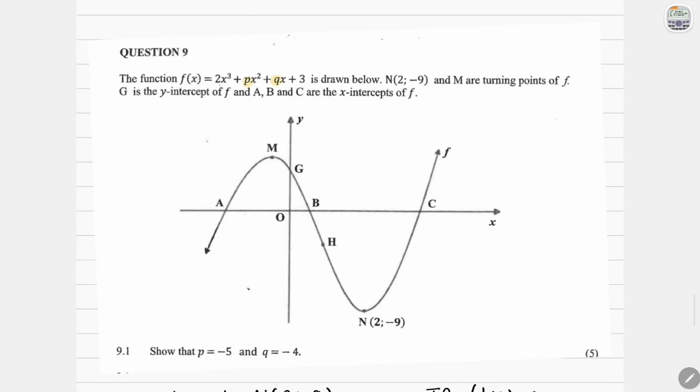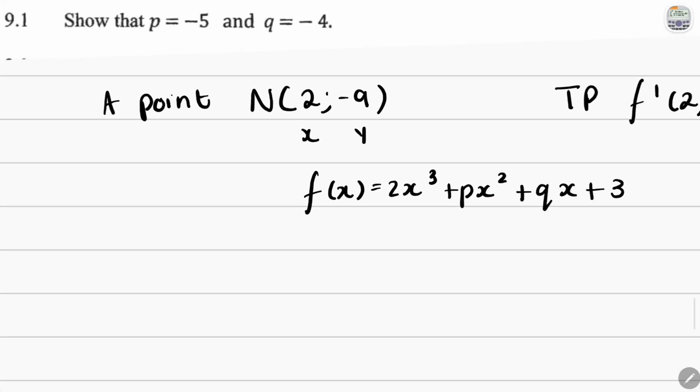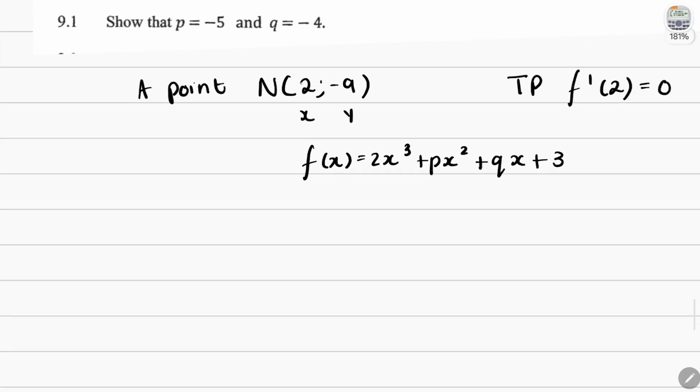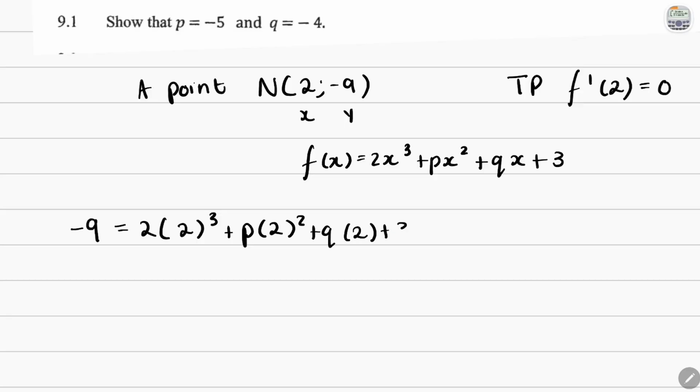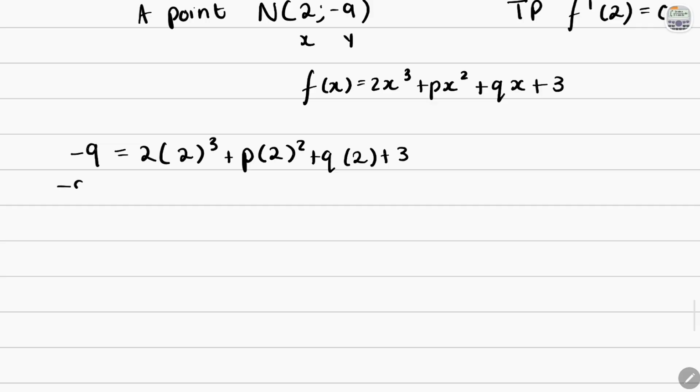Okay, so let's rewrite f of x first. And now that we have it down, let's substitute the point. In place of y, we say negative 9. So that's negative 9 equals 2 times 2 all cubed plus p times 2 all squared plus q times 2 plus 3. And simplify. We can just transpose the 3, so it becomes negative 12 is equal to, that is 8, 8 times 2 is 16, so we have 16 there. And this becomes 4, so this is 4p. And that is 2q.